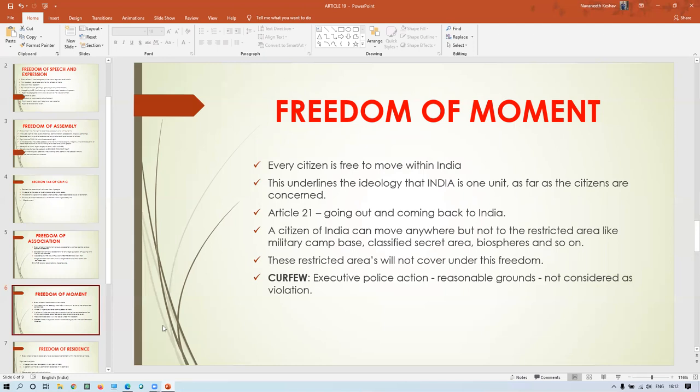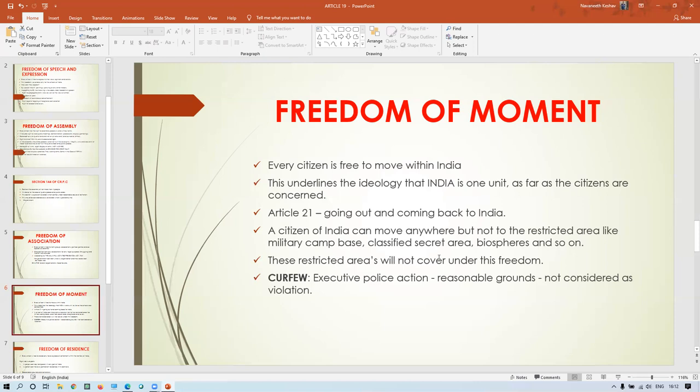Okay. So this underlines the ideology that India is a one unit, and as far as the citizens are concerned, that is what I told now. A citizen of India can move anywhere, but not to the restricted area. What are the restricted areas? Military camp, classified secret area, and biospheres. Or if there is a restriction board, and if you want to enter that, that becomes unlawful. That cannot happen. This restricted area will not be covered under the freedom. You cannot just move to a restricted area.